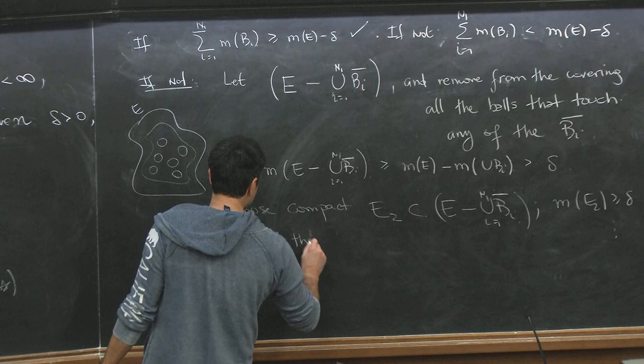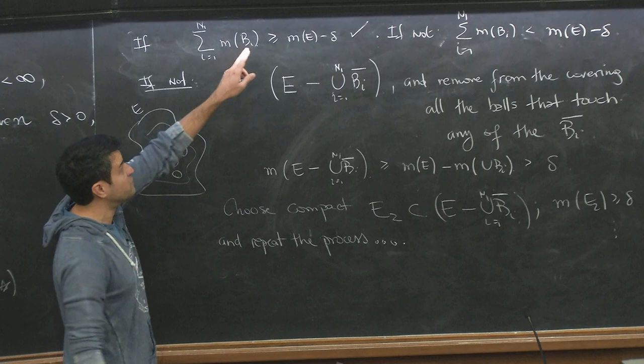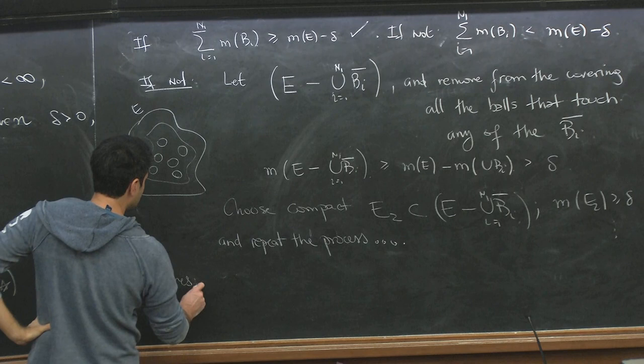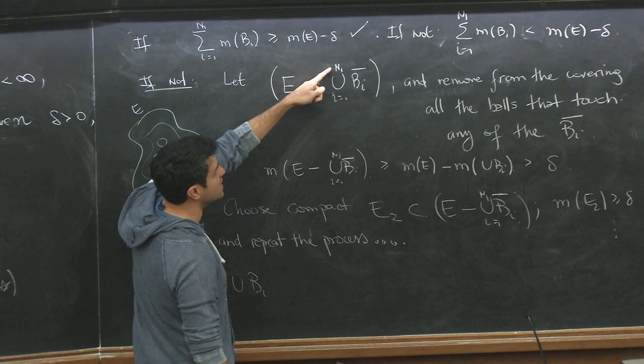Why does this have to finish? Because every time that you start with a set of measure bigger than delta, you produce a disjoint collection of balls whose volume is at least C times delta, okay? So if you repeat this process K times, either it will finish, or if you don't finish, you keep going. But after K iterations, you will have generated a collection of balls: at one step you generated N1 balls, and then you generate N2 balls, and then you generate N3 balls.